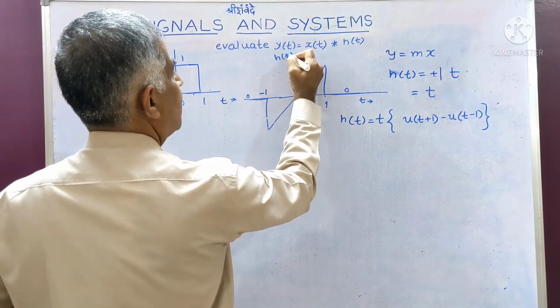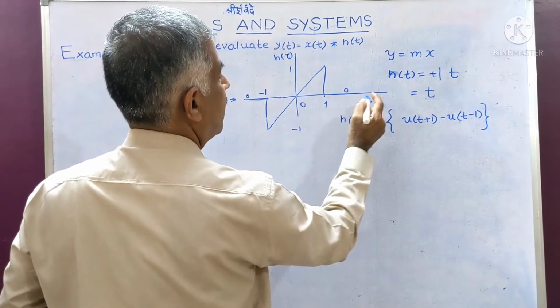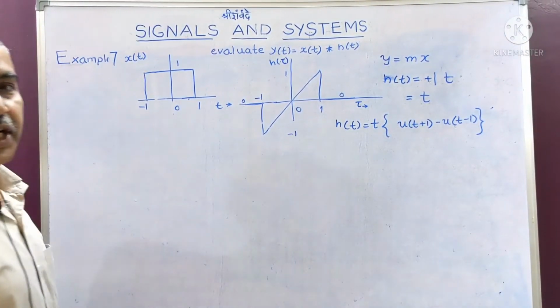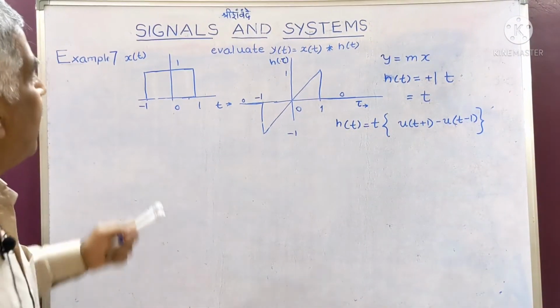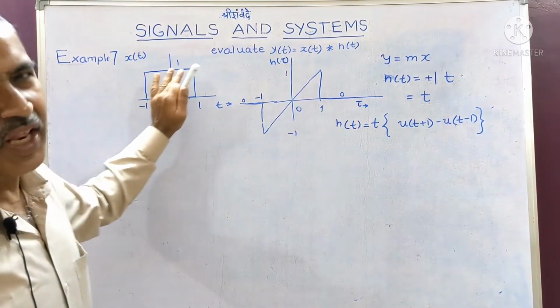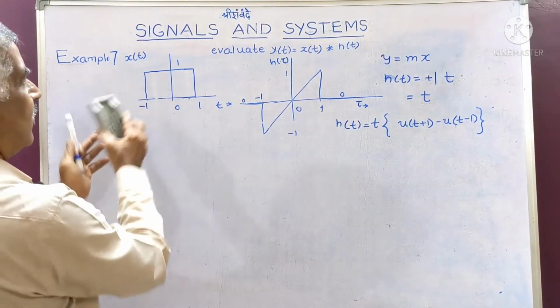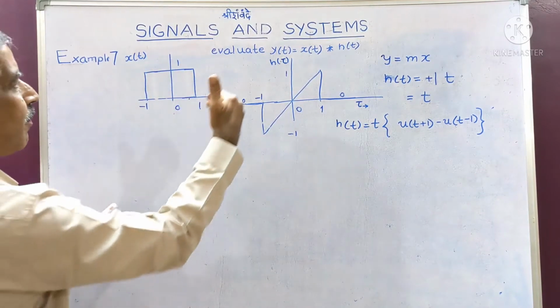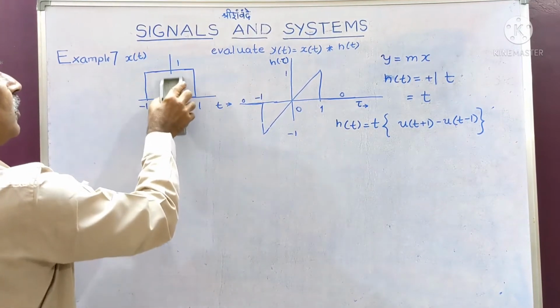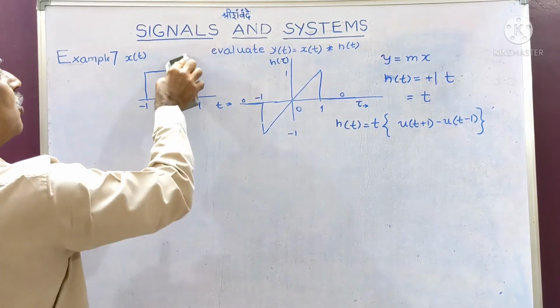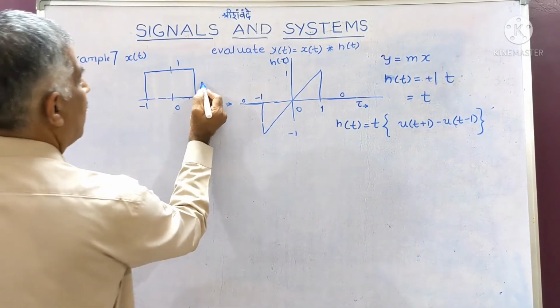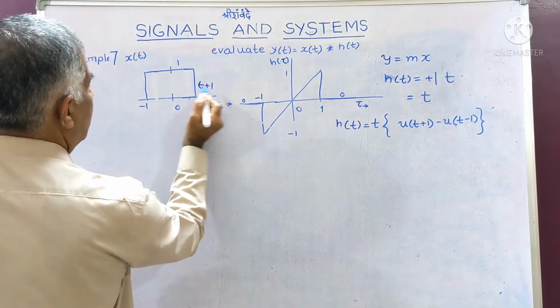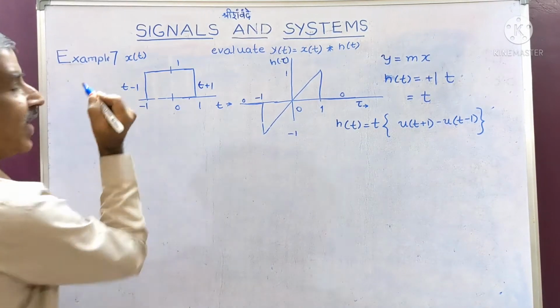As you know, this is h of tau. Convert t to tau, then take the mirror image. The mirror image remains the same, because it is from minus 1 to 1. But if you pull this by t units, then this becomes the t plus 1 edge and this becomes the t minus 1 edge.